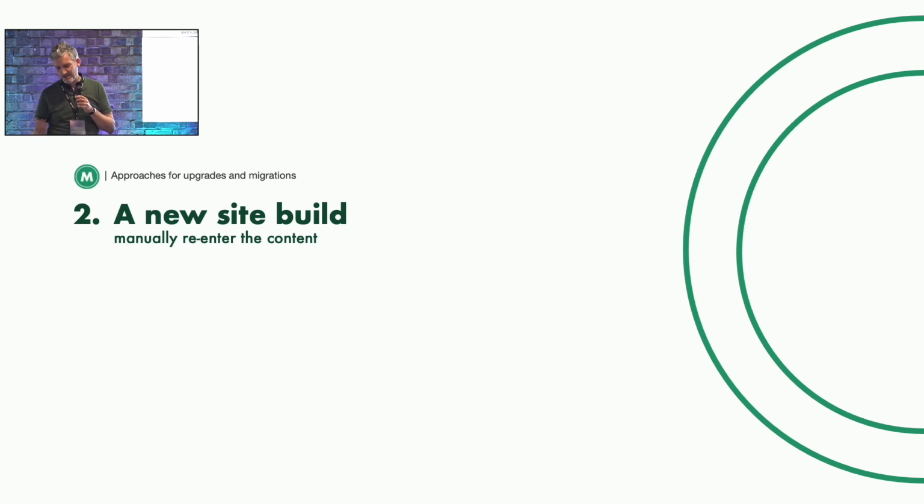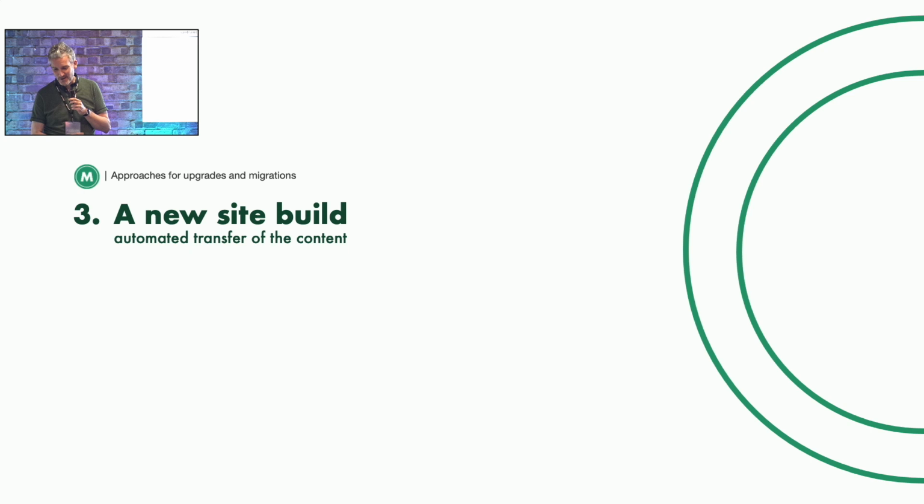So the second option then is a new site build and manually re-enter the content. And that's great if you've got a small site, a brochureware site, there's not that many pages, it wouldn't take someone very long to copy and paste. Fantastic. But for the types of sites we were looking at with hundreds or more pages of content, large pages of content with lots of detail in, that's just not an option. So we just skip straight on to number 3.